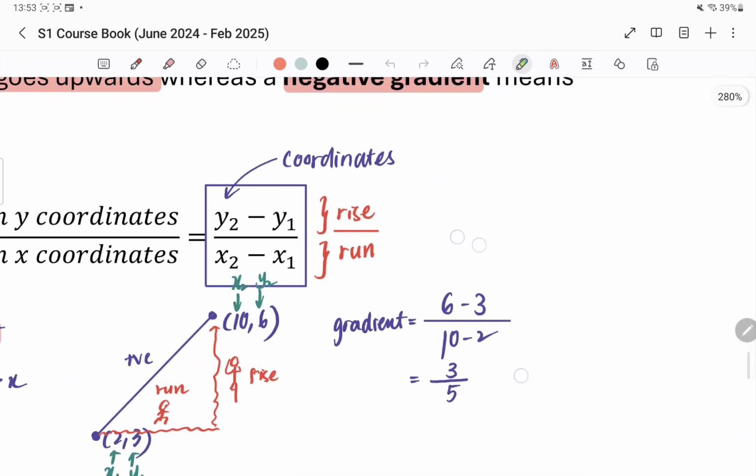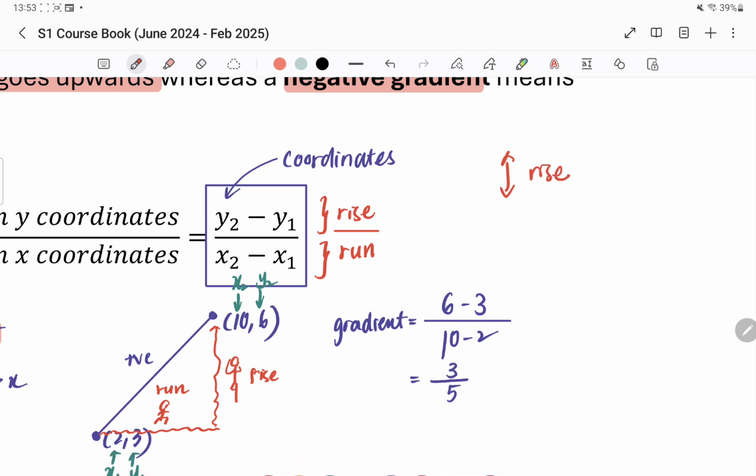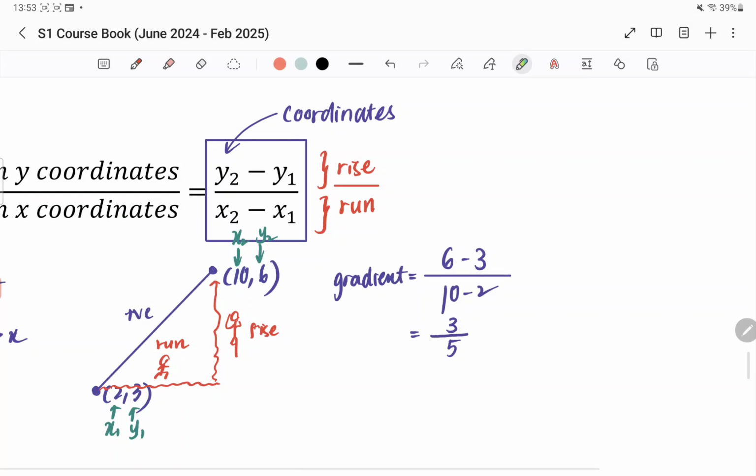If you remember, the change in y coordinate means that it's going up and down, right? So this one will be rise. That's why I put rise over here, because it's going up and down. So it's the vertical movement of the points. And the change in x coordinate is horizontal, so it's going towards the right or towards the left.